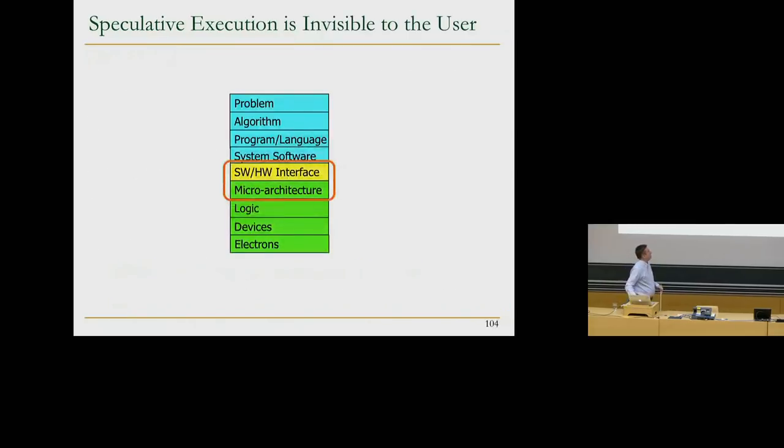So the speculative execution actually is invisible to the user. This is one of the problems. This is also why it became a problem. If you look here, this is your software hardware interface. This is the microarchitecture. Where is the speculative execution done?